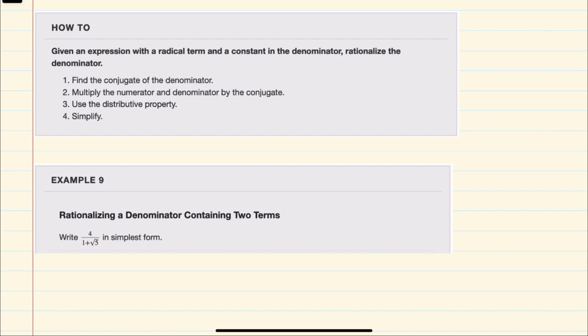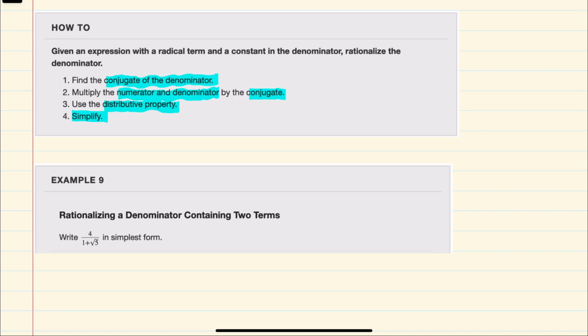In this video, I'll be helping you with the math topic called Rationalizing a Denominator Containing Two Terms. We have an example here as well as a how-to from the OpenStax College Algebra text, which says that we should first find the conjugate of the denominator, multiply both the numerator and the denominator by the conjugate, use the distributive property to multiply, and then simplify.